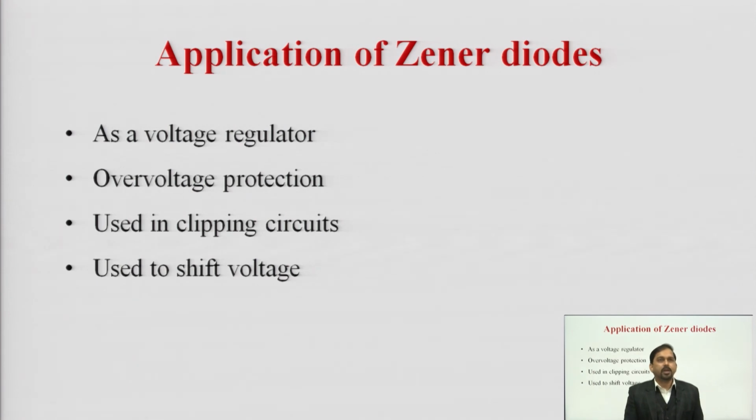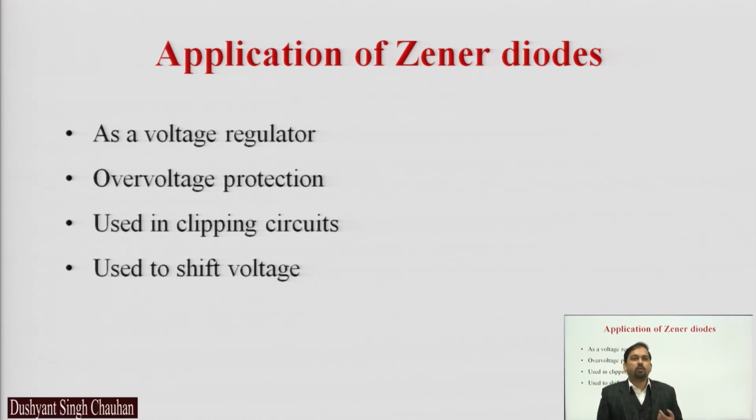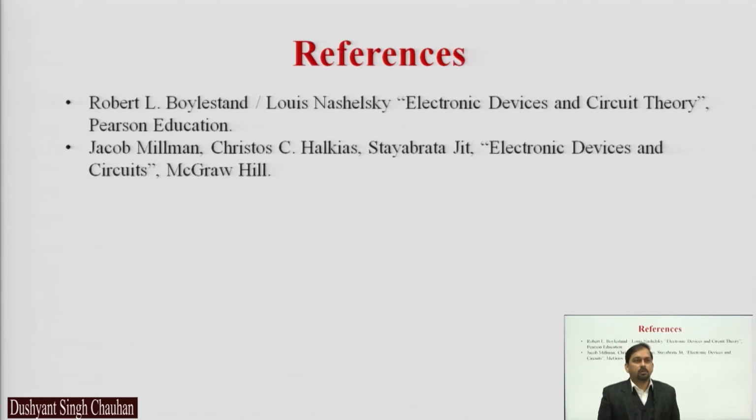After that we have the applications of Zener diode. Zener diode as a voltage regulator we have seen, and the Zener diode can also be used for the protection of circuits, meaning over voltage protection: whenever there is a high voltage at the input side, the circuit can control it. The Zener diode can also be used in clipping circuits. We have seen in our past lectures what clippers are. Zener diode can also be used in the shifting of the voltage. So, these are some applications.